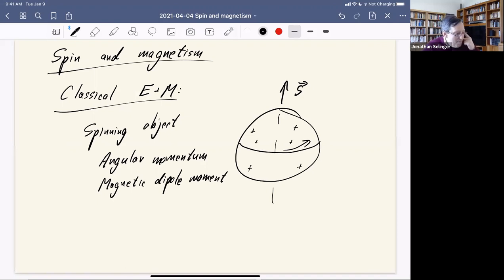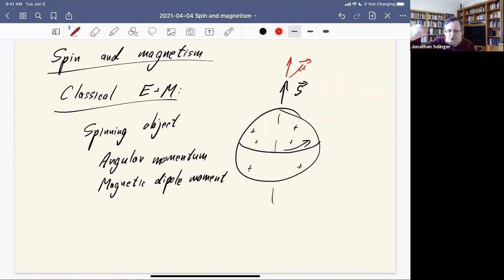Right? And the magnetic dipole moment is also aligned in this spin direction along this axis. I'll call it a magnetic dipole moment mu. And the reason there's a magnetic dipole moment is that when the object is spinning, there are all these electrical charges that are moving. And you know that when electrical charges move, they generate a magnetic dipole moment.